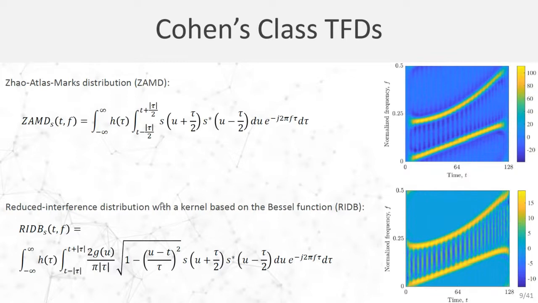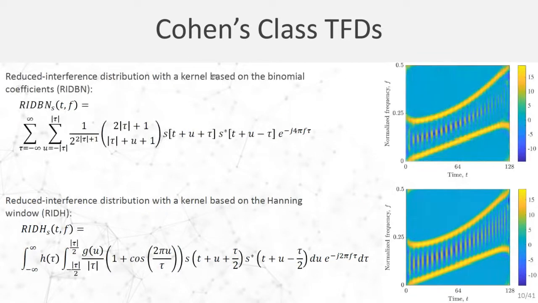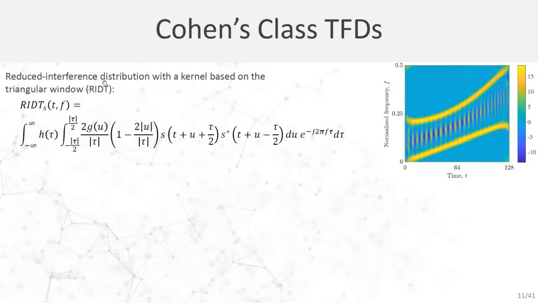We also used 4 reduced interference distributions with special kernel functions. And all of these 4 distributions achieve similar results with very high time-frequency resolution and good suppression of these cross terms. These were the distribution with a kernel based on the Bessel function. Next, we have a kernel based on the binomial coefficients and a kernel based on the Hanning window. And finally, we have a kernel based on the triangular window.